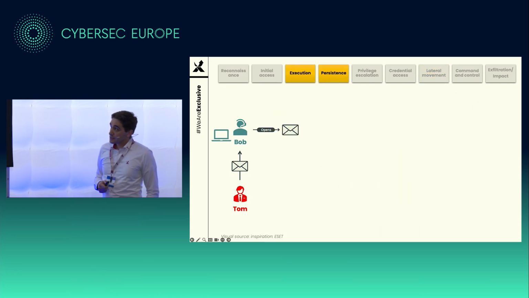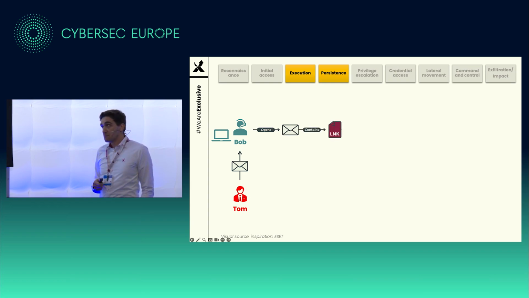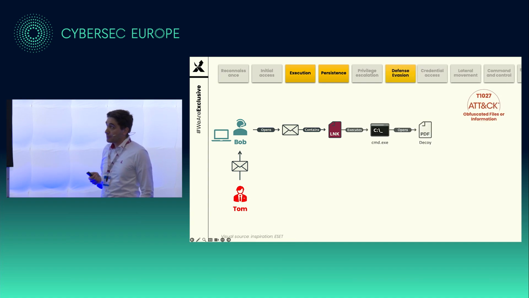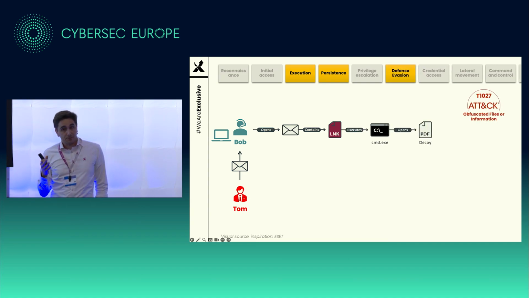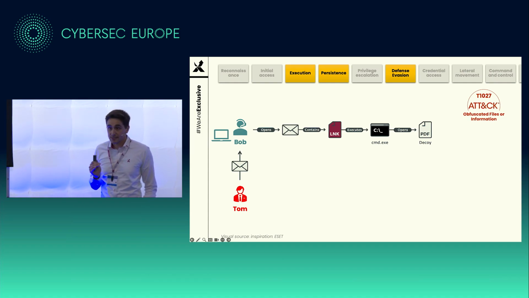So what happens? Bob clicks on the email, there's an LNK file in there, but it looks like a PDF. So he opens it up, and we now see a decoy PDF opening up. It looks okay, there's a PDF document. But as you can see, a command prompt also gets executed in the back, hidden from the user, so he doesn't see it.